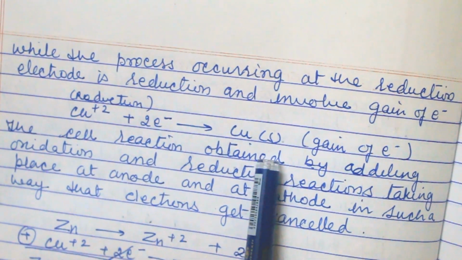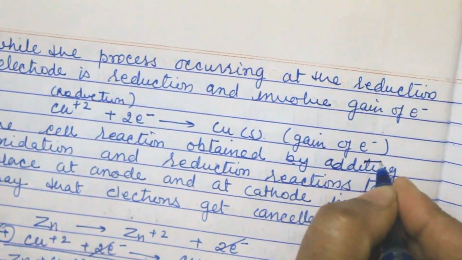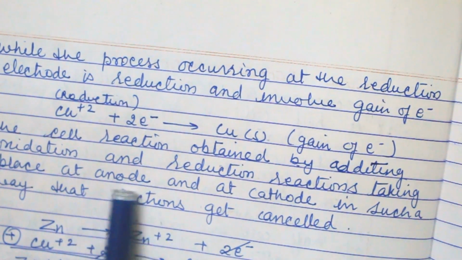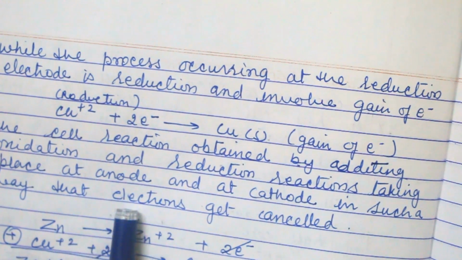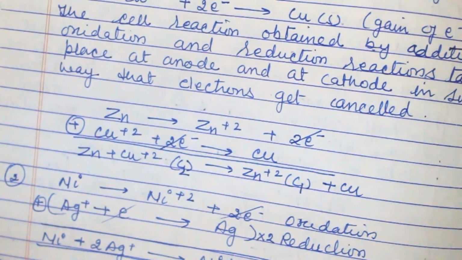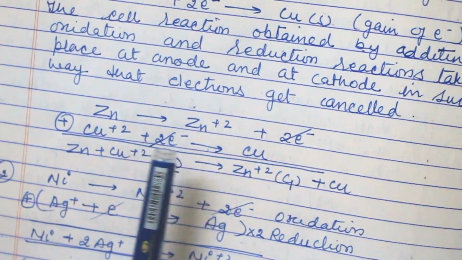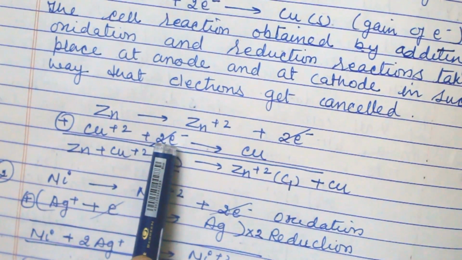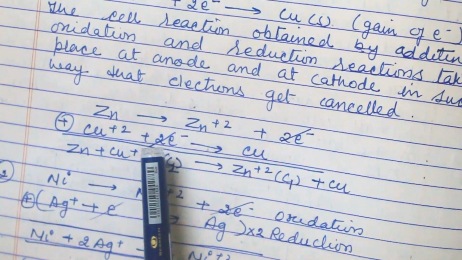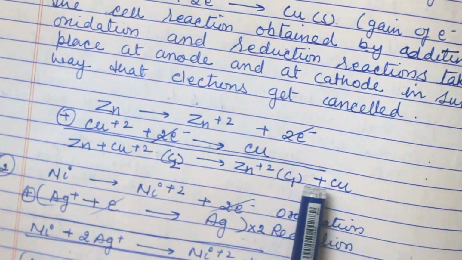The cell reaction is obtained by adding the oxidation and reduction reactions taking place at the anode and cathode in such a way that the electrons get cancelled. In this way, zinc does the oxidation and releases 2 electrons, while on the other hand reduction takes place by copper gaining 2 electrons and forming solid. So on adding both reactions, we cancel the electrons, and this is the net reaction.